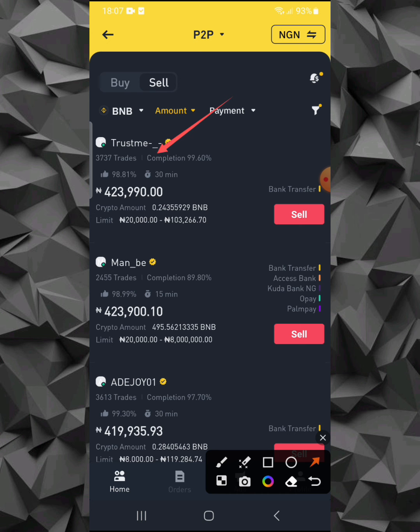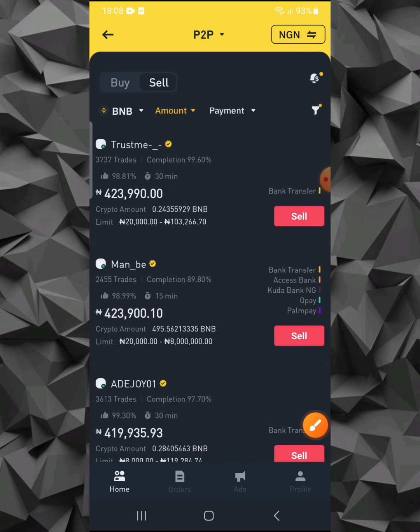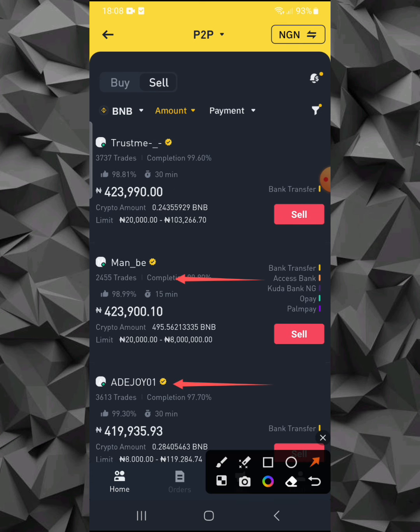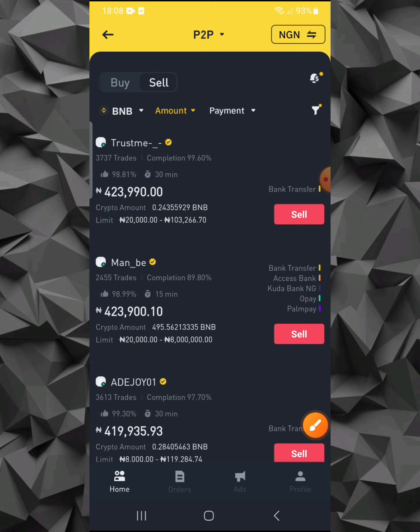He will buy from this place, the sell side, and he will come here to the buy side and sell it. So you can see his rate is even the highest. That is why he's the one appearing at the top. And all these other guys are also doing the same thing. These other merchants, that's what they are doing to make profit on this strategy.